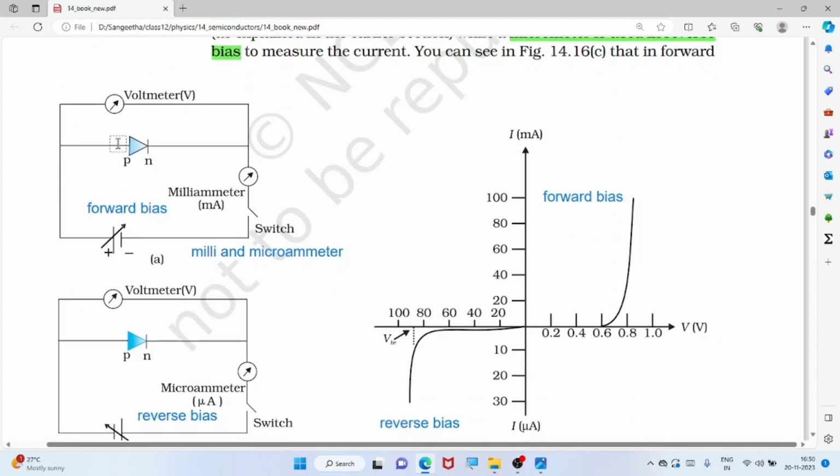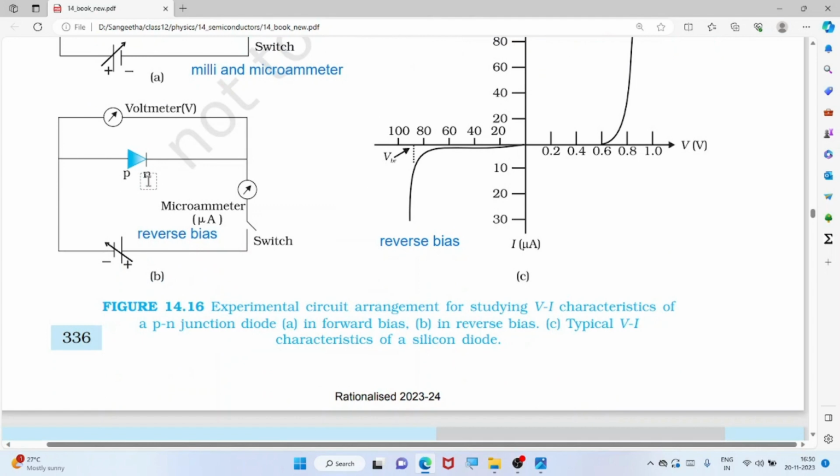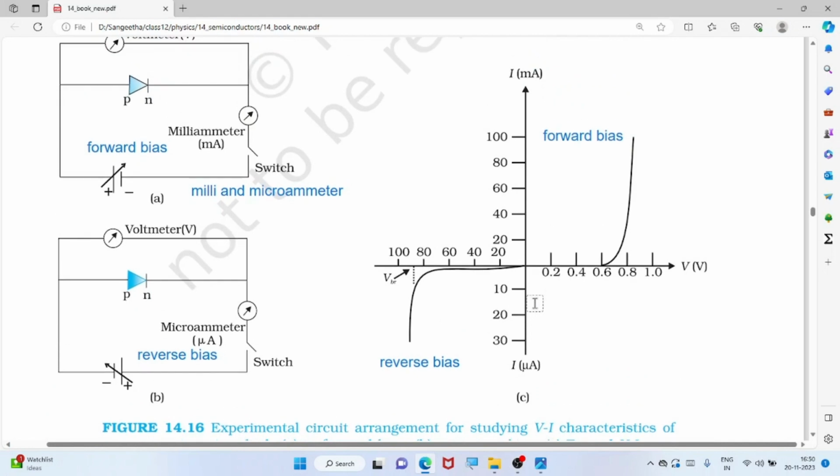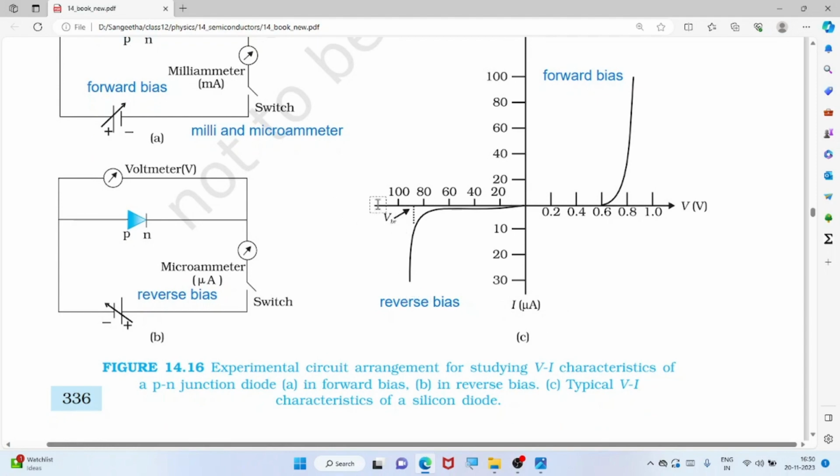This is forward bias: the p side is connected to the positive and the n side to the negative. So the barrier width is reduced, but during reverse bias the barrier width is more. This is the reverse bias characteristic, and this is the forward bias. You see this is in microamperes and this is in milliampere scale. Forward bias current will be more, in the milliampere scale. This is in the reverse bias, microampere scale.